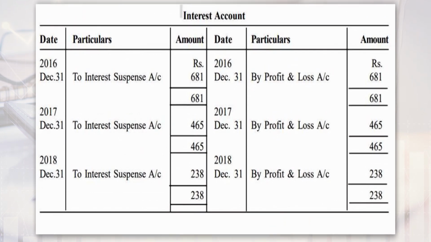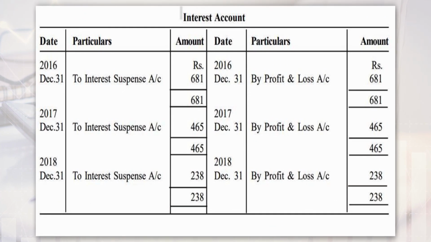So interest account. So very simple, interest account has been debited. Interest account debit to interest suspense 681. So being the interest expenditure, all the balances of the income, expenditure, gains and losses, we have to transfer it to the profit and loss account. So by profit and loss 681.